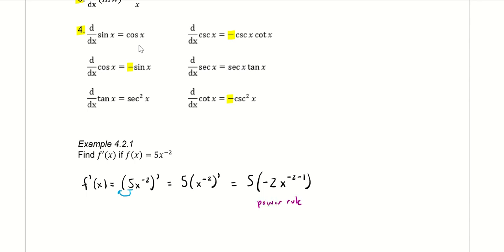And I'll just write it here for reference. So what do we have? We have negative 2 times 5, that's negative 10. And then x to the negative 2 minus 1 is x to the negative 3.